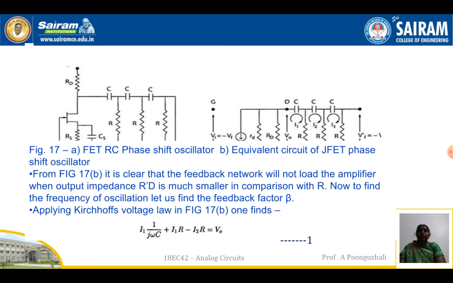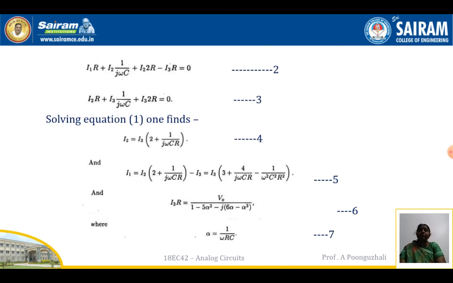For the frequency of oscillation, if I apply KVL for the first loop, I1 is going to be the current in the feedback path. The feedback path is a CR, CR and CR network, which is going to be fed back here. So I1 into 1 by j omega C plus I1 into R minus I2R is equal to V naught. The second equation is I1R plus I2 into 1 by j omega C plus I2 into 2R minus I3R is equal to 0. Apply a KVL equation to the individual loops and you will get these equations.